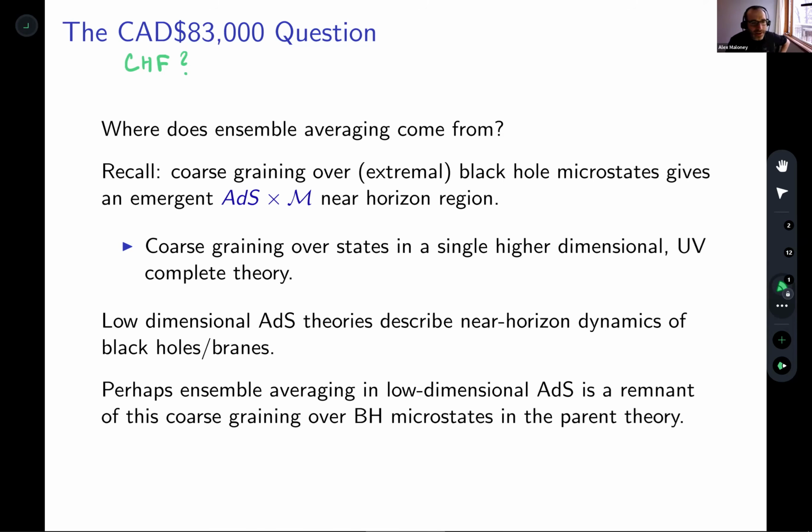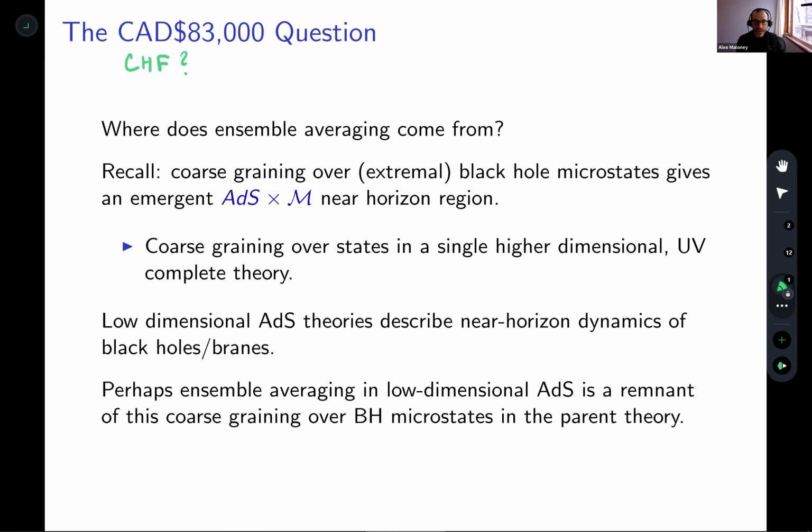So in particular, if you have some UV complete theory of quantum gravity, then you've got a bunch of black hole microstates in that theory. And when you coarse grain over them, when you average over those states, you're going to get some geometry emerging. So you could certainly imagine that you have some set of black hole microstates that when you coarse grain over them gives you a geometry which has some AdS near horizon region. And of course, these low dimensional theories of gravity that we study, things like JT gravity or even AdS3 gravity, those are theories that describe the near horizon dynamics of black holes.